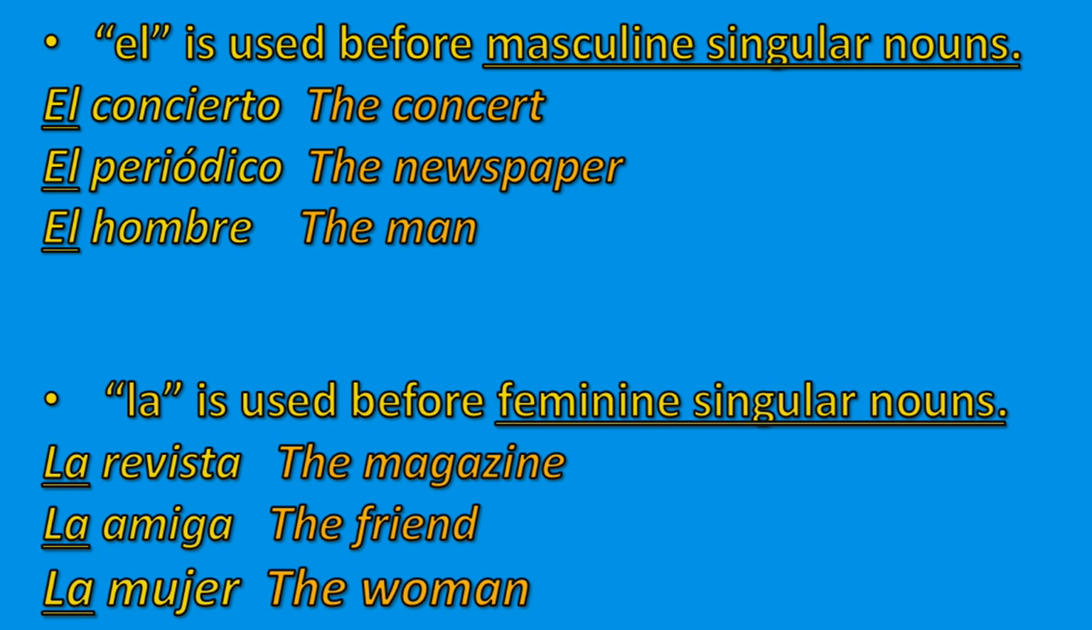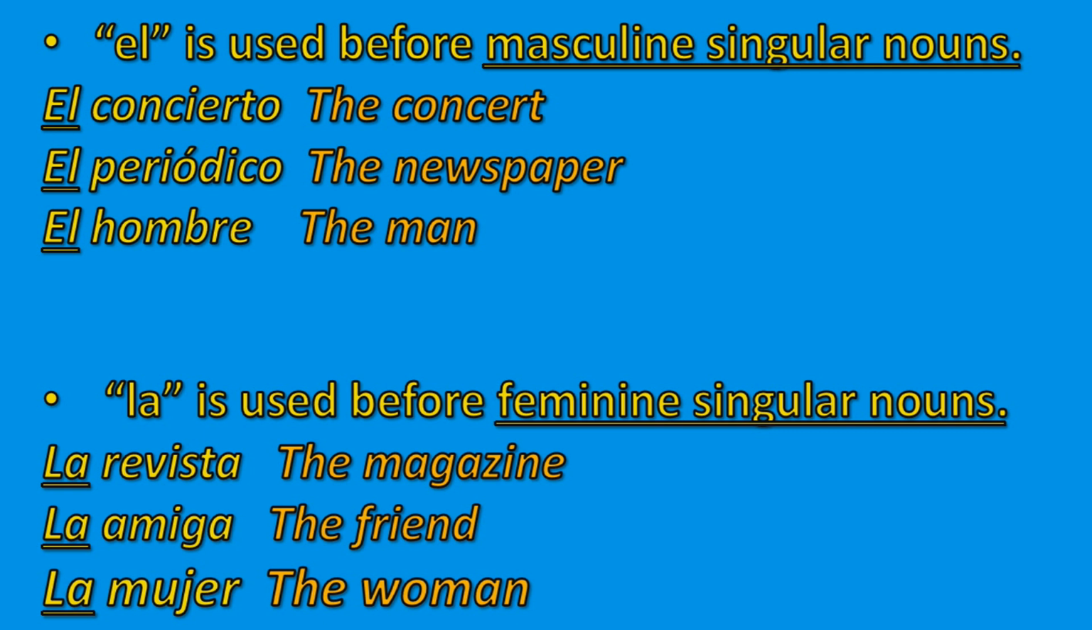I have another example, el periódico, the newspaper. Periódico ends in an O, also ends in an O, so it's masculine. So I say el periódico. And I have el hombre. Hombre ends in an E, so it could be masculine or feminine. In this case, it's masculine, so you have to learn it by heart. Another trick is that hombre represents a man, so in this case, it's masculine. So el hombre, the man.